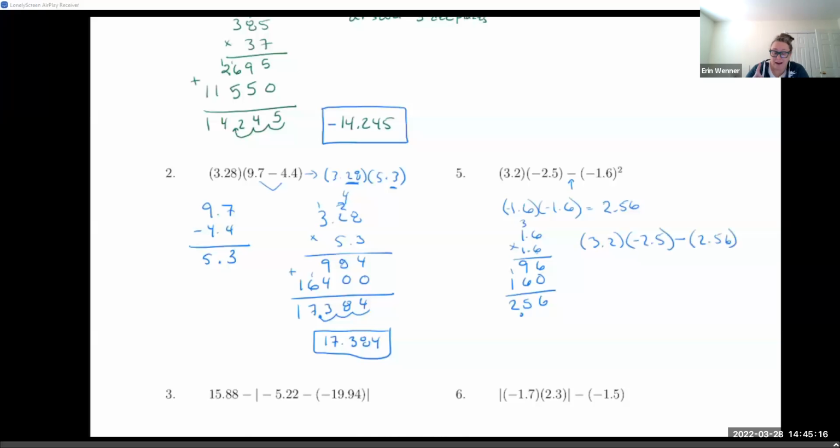The reason why it's still minus is because this subtraction sign there in the middle, it was always there. We're just squaring the negative 1.6. So now we need to do the multiplication of 3.2 times negative 2.5. So 3.2 times 2.5. Didn't multiply correctly. What did I miss? Oh, that's a 6, not a 5. That's the problem.